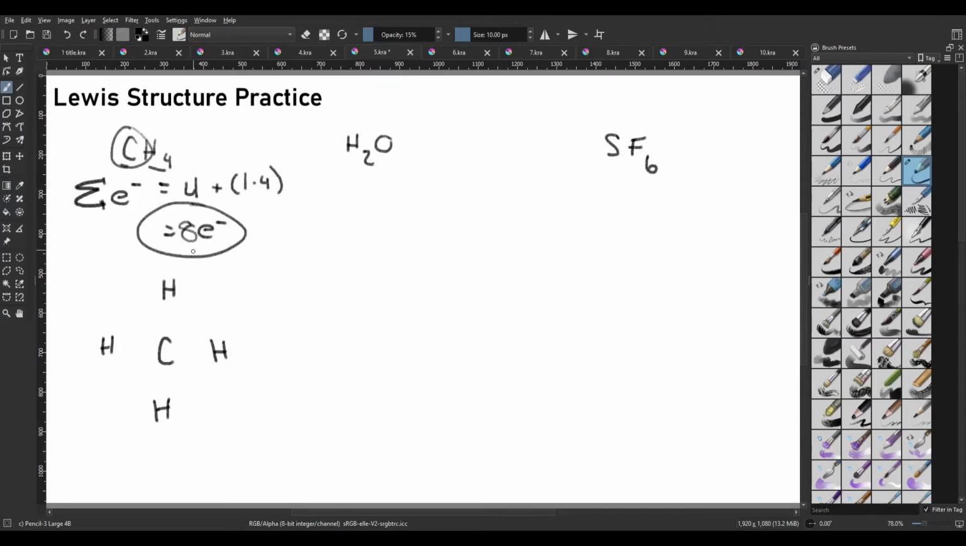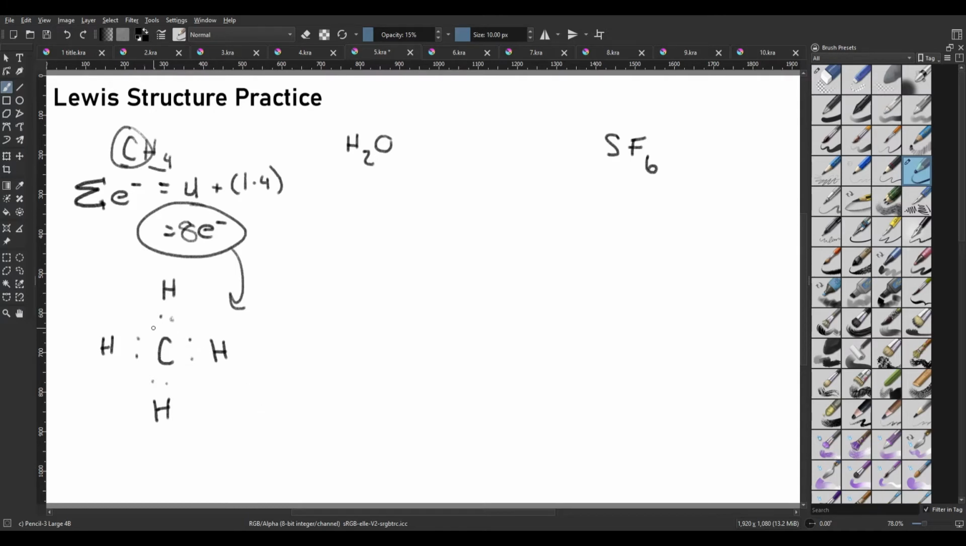So if we put our electrons in our diagram here, we're going to have 1, 2, 3, 4, 5, 6, 7, and 8. So we've used all of our valence electrons here, and that's good. Whenever you have a Lewis structure, you have to use all of the valence electrons that you've counted up. You can never add any more. You only have what you're given from the compound, and you must fit those into your structure.